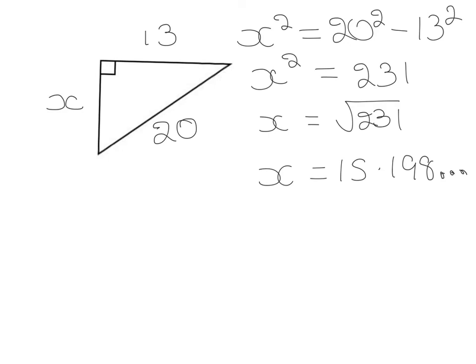So x is equal to 15.198, round to 1 decimal place, 15.2 centimetres. Again, remember your units.